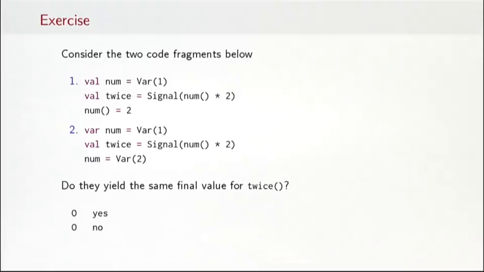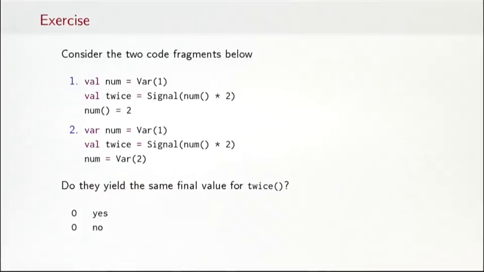So here's an exercise for you. Consider those two code fragments. The first one says num equals var1, and we have a signal that is num times 2, and then we update num to be 2. And the second one is quite similar, so we start with a var num equals var1. The signal twice is as before, but finally we define num to be equal var2. Are those two code fragments equivalent? That means, would they yield the same final value for twice? So if I evaluate twice here and I evaluate twice here, would I get the same value? Yes or no?